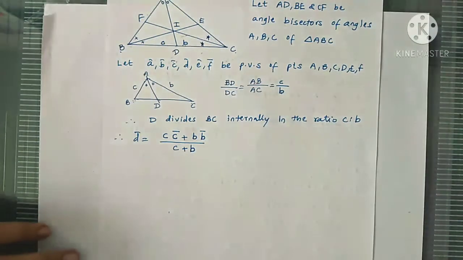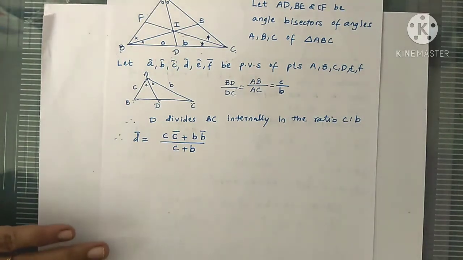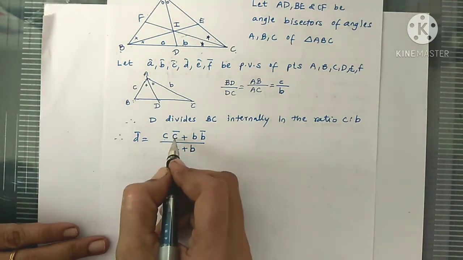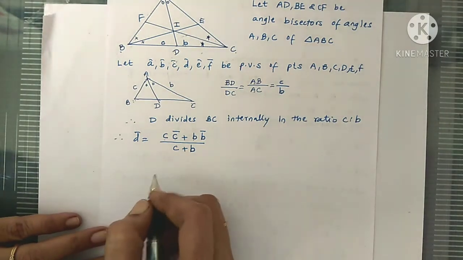Instead of these small letters c and b, we can use x, y, z also. But this is very easy to remember. That's why I am using c and b, because this c goes with c bar and b always goes with b bar. So it's really very simple. So this is D bar.